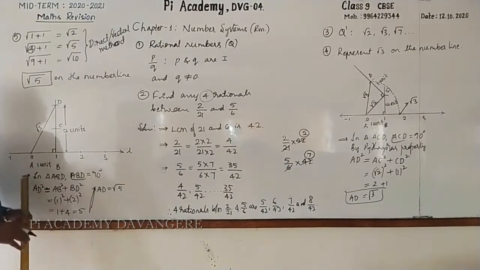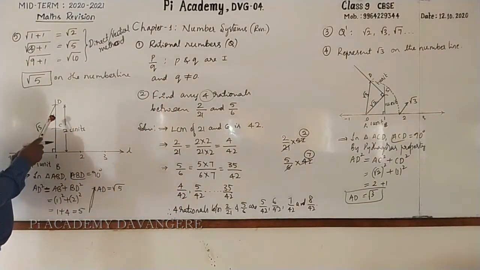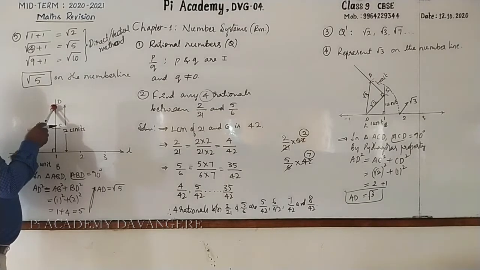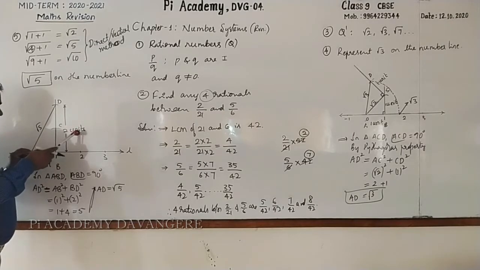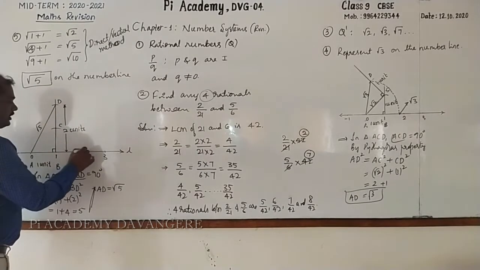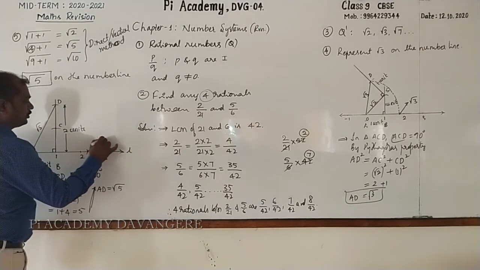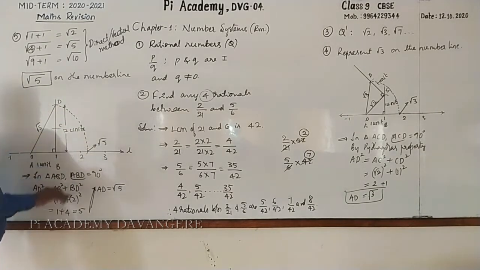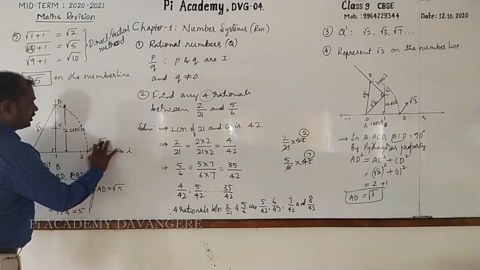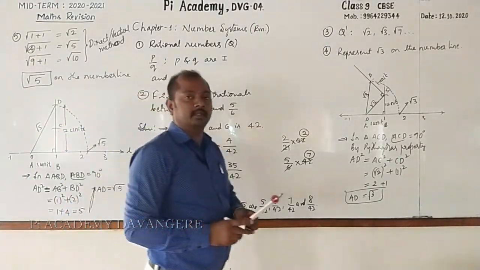But it should be represented on the number line. Again, take compasses, take a distance of AD. With A as center, draw an arc which cuts the number line at a point. This is root 5. Use compasses and draw like this. This is how to represent root 5 on the number line by the vertical method.